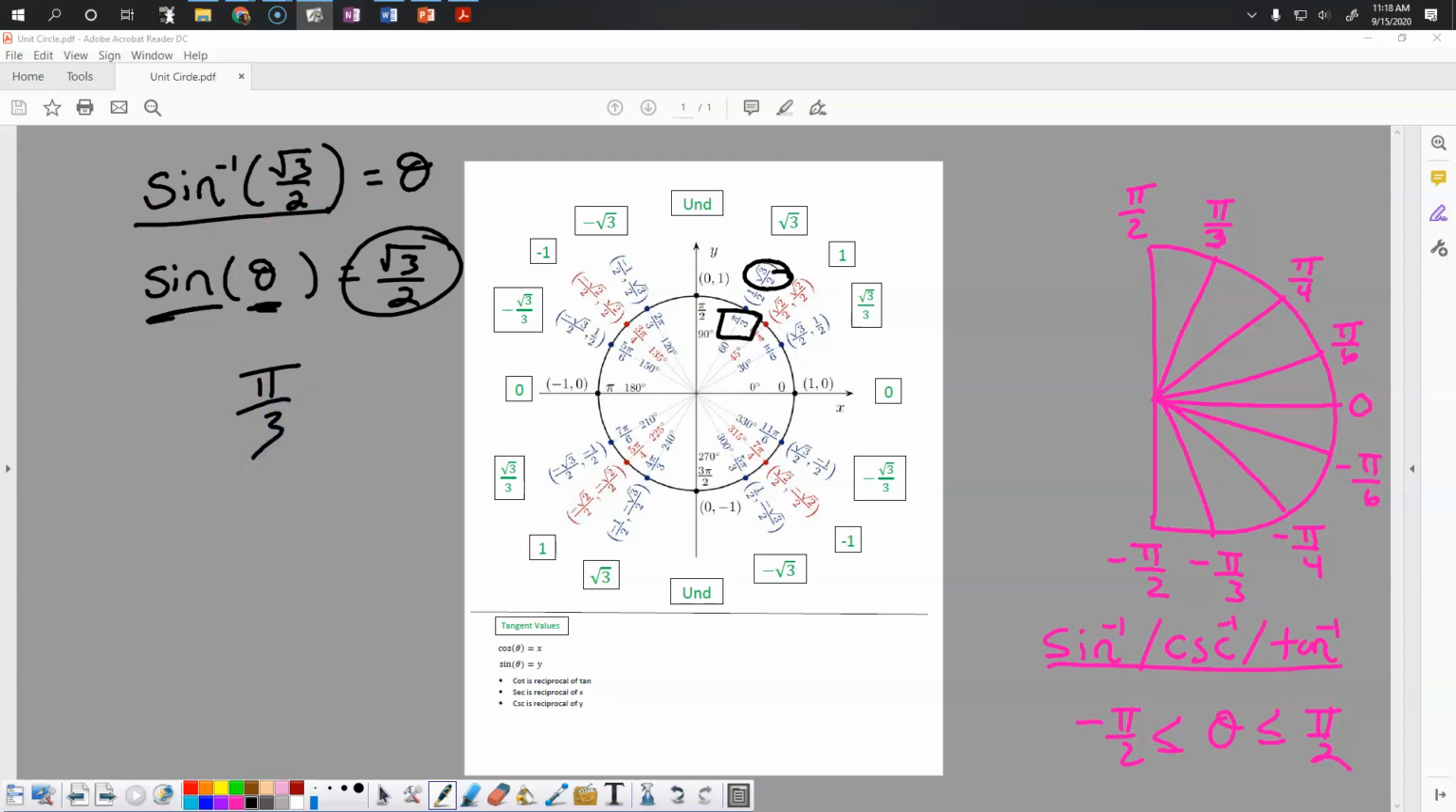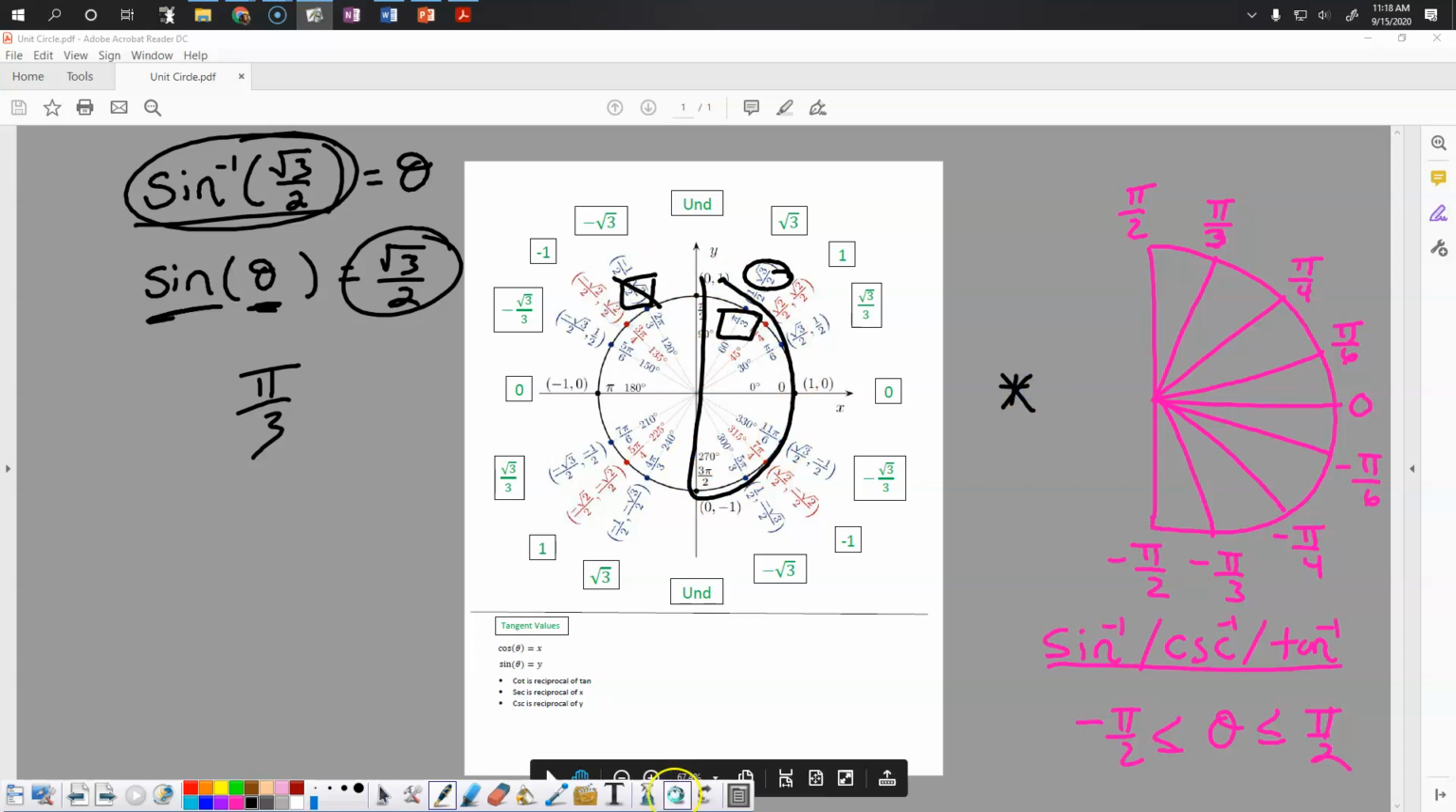Okay? So what I would encourage you guys to do is see if you, and by the way, there is another one, it's right here. That's another y value of radical 3 over 2. But remember, when you're dealing with arc sine, you're restricted to the right side of the graph only. So we cannot use that one. Okay? So let's back up a little bit.